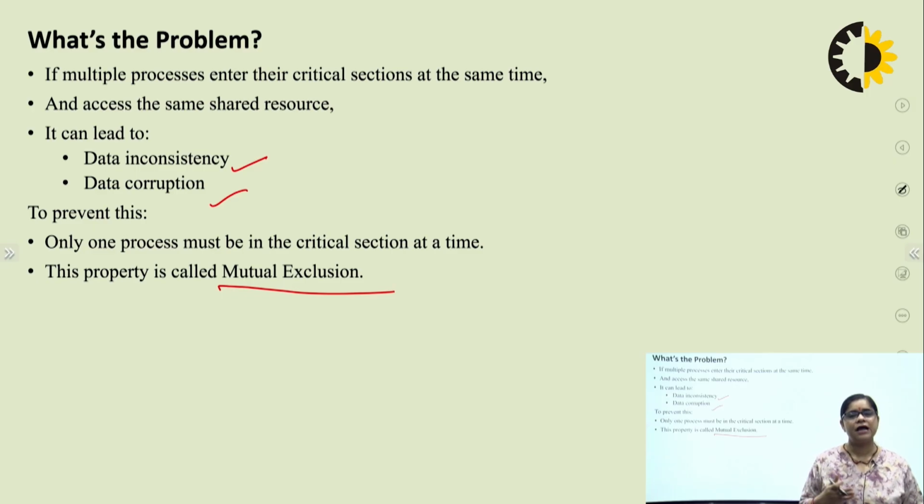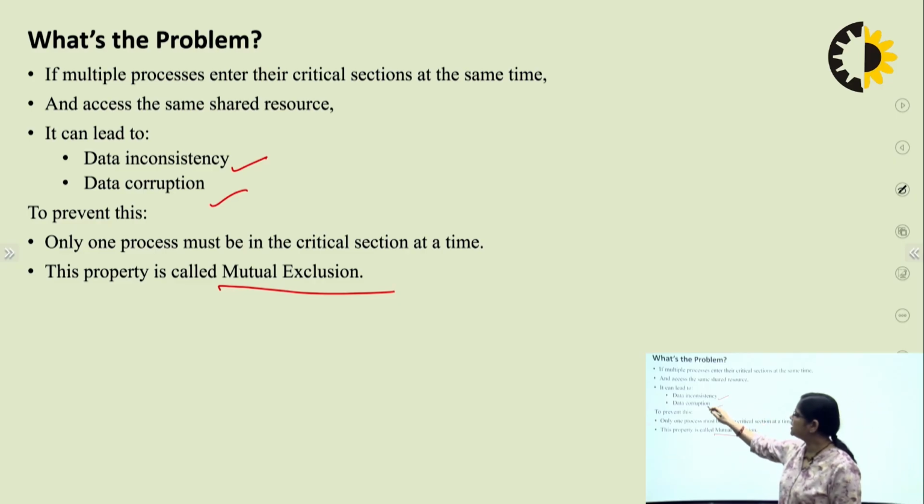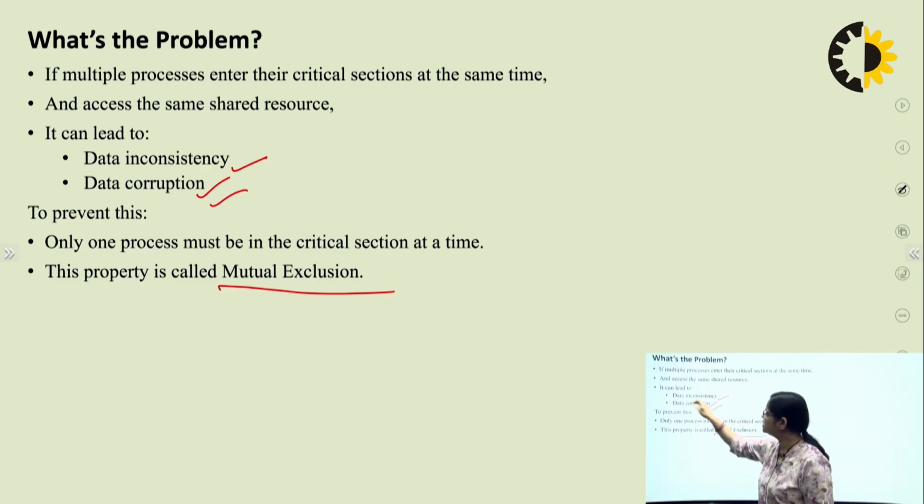There are two other properties for the critical section problem as well, and we should satisfy all three requirements. Only then will we have a solution to the critical section problem. If we are not able to satisfy all three requirements, there will be a problem of data corruption and inconsistencies.